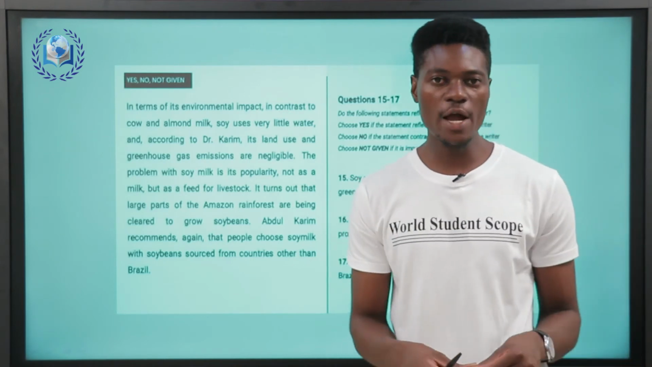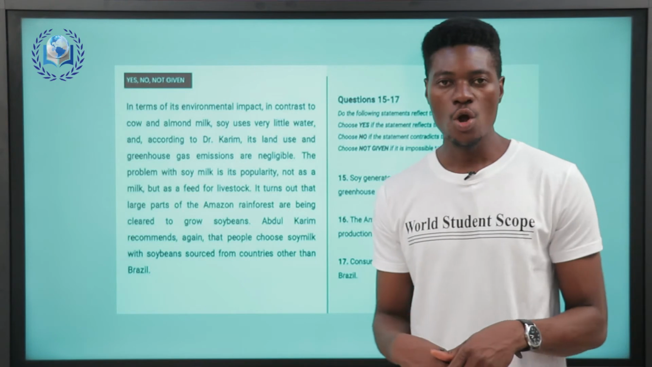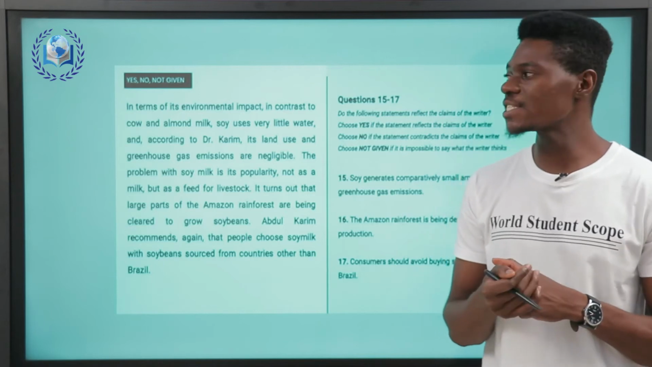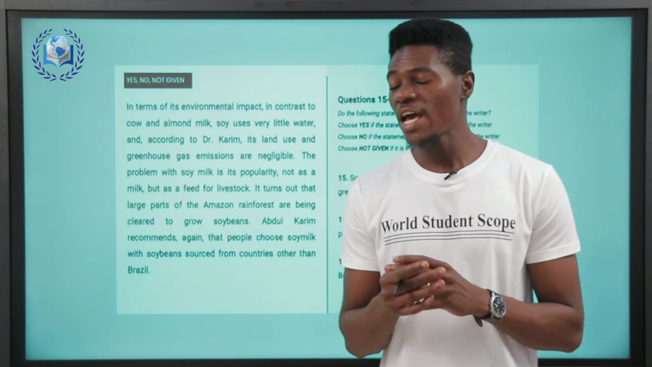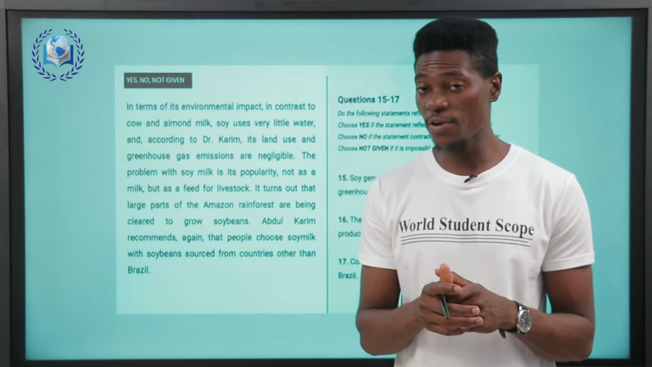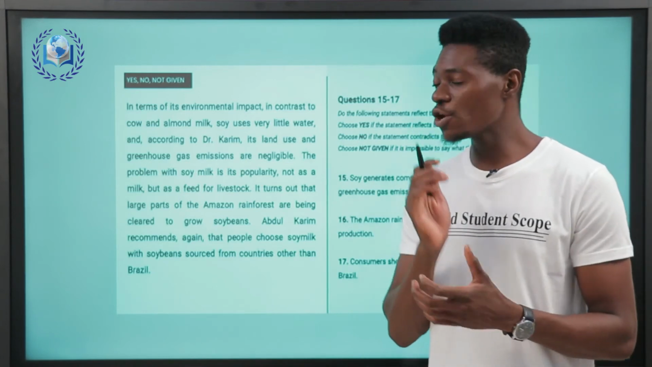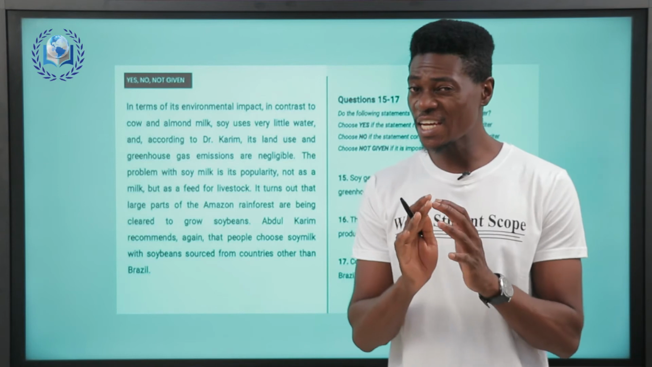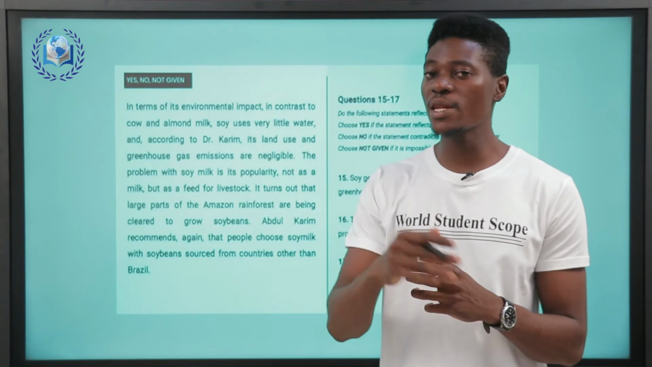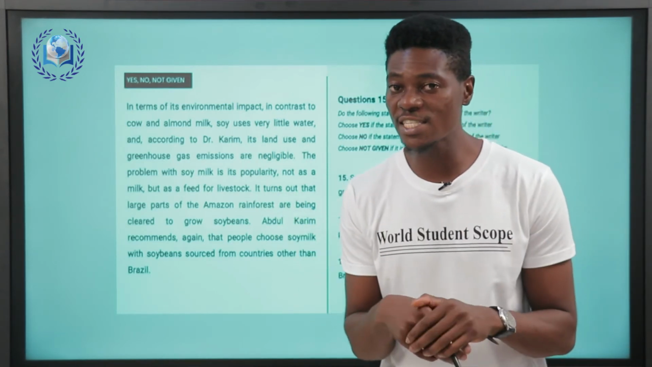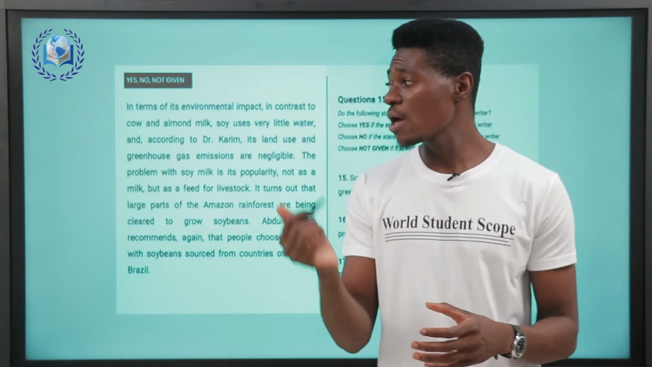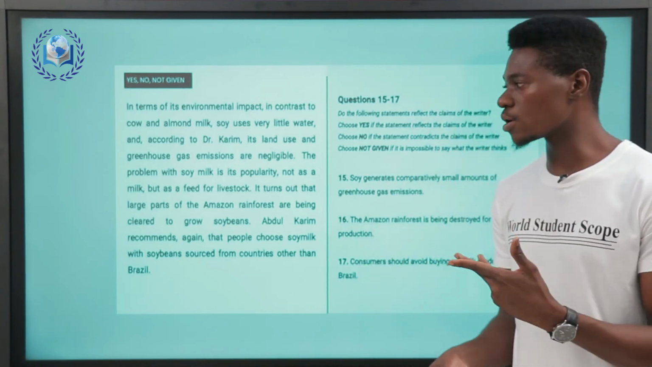Now, let's take a look at another type of question. We have yes, no, not given. Remember, earlier we discussed true, false, and not given. And now we are discussing another type of question, which is yes, no, and not given. Bear in mind, yes, no, not given and true, false, not given are the same thing. They have the same meaning, but you have to write as you have been instructed. As we discussed earlier, we have to read the instruction before answering the question or before reading the passage. Let's take a look.